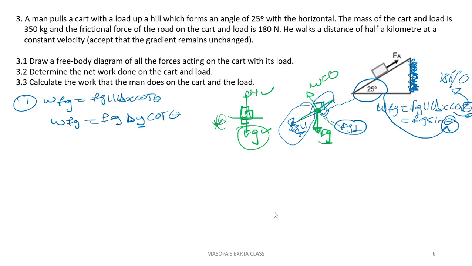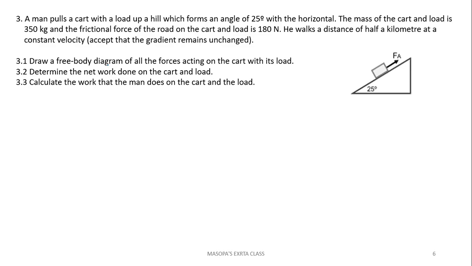Now let's quickly read the question. It says a man pulls a cart with a load up a hill which forms an angle of 25 degrees with the horizontal. The mass of the cart and the load is 350 kg and the frictional force of the road on the cart is 180 newtons. He walked a distance of half a kilometer at a constant velocity, except that gravity remains unchanged.